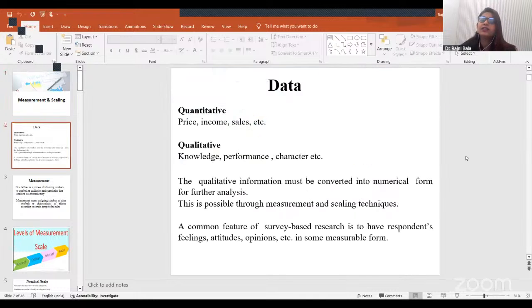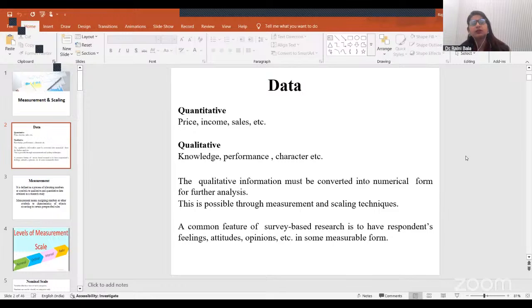So quantitative is when you have it in numerical form, and qualitative is when, say, you want to check the satisfaction level of your employees, right? Their opinion, their beliefs, right? You can't get this information in numerical form, right? So whatever information you have in qualitative, you have to convert the same into quantitative data for your further analysis.